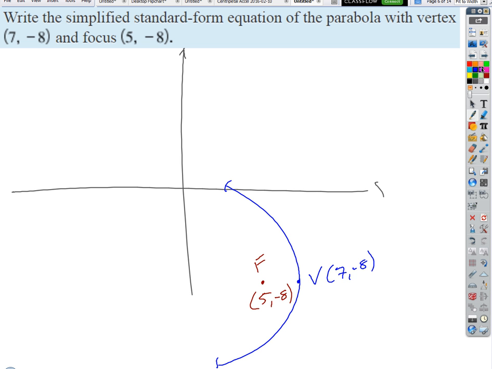And so then, what is the value of P? P starts at the vertex and goes to the focus, right? It's 2. Negative 2. So it's -2. Good. P is -2. And there's H and K, right?